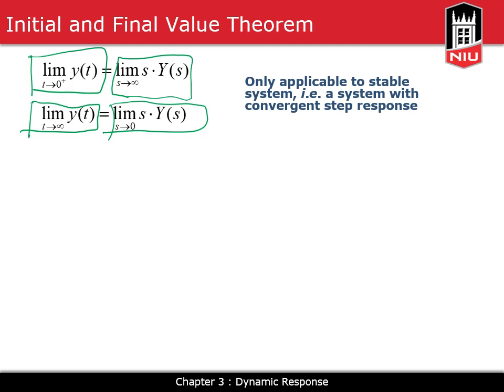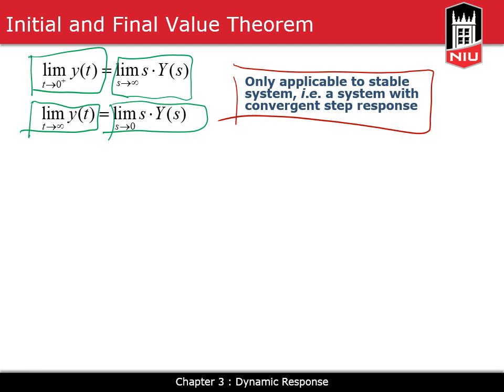Now pay attention to something here. On the right, you see an important note, only applicable to stable systems. We still don't have a very good understanding of stable systems, but it suffices to say that systems where the response, y of t, converges to a constant value. That means if the response does not converge to a constant value, we cannot really find that constant value.